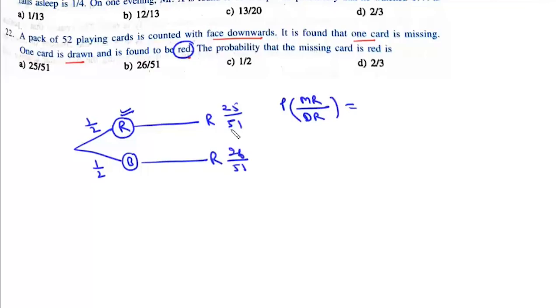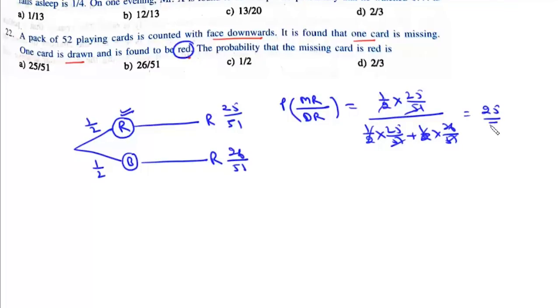Now we'll take this case in the numerator. So it will be 1 by 2 into 25 upon 51 divided by the total cases, which is 1 by 2 into 25 by 51 plus 1 by 2 into 26 by 51. Now 1 by 2 will cancel, 51 will also cancel. So this probability will be simply 25 by 51, and that's your option A.